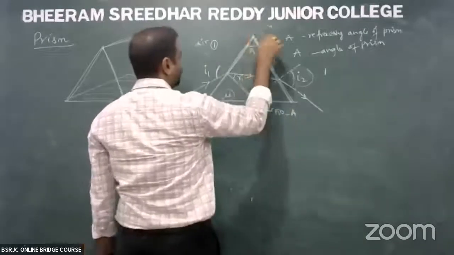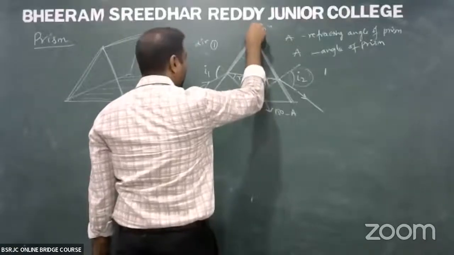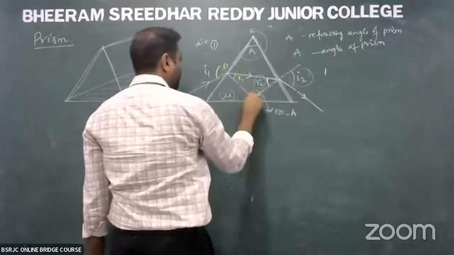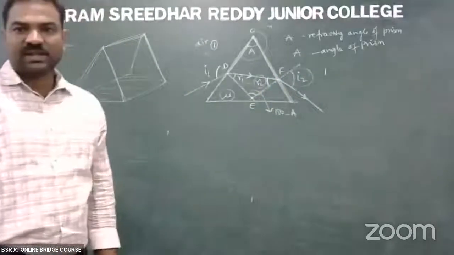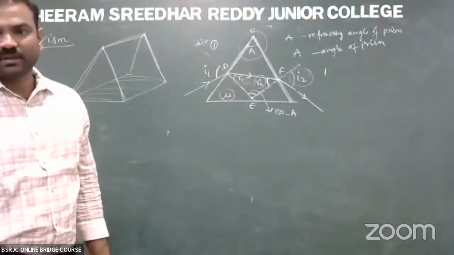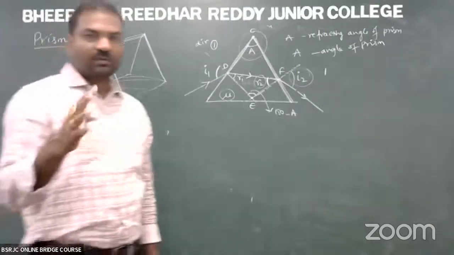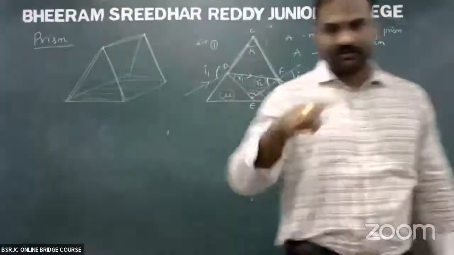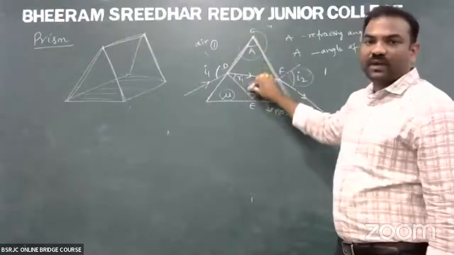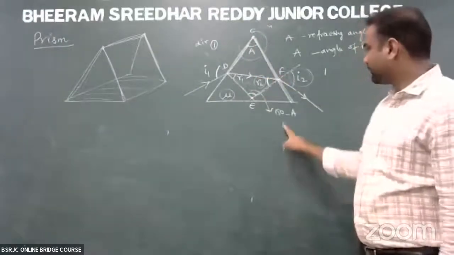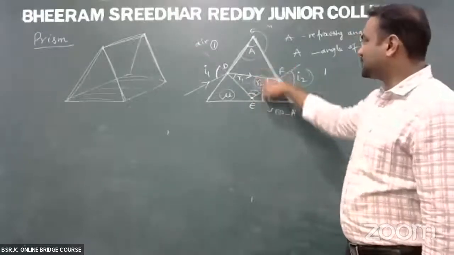So let me name them. Let us say this is point C, this is point D, this is point E, and this is point F. Now you can see C, D, E, F. You can see 4 points, right? Those 4 points form one quadrilateral. If you add the opposite angles, that should be 180. That's why the other angle is taken as 180 minus A. If you add these two, you will get 180.